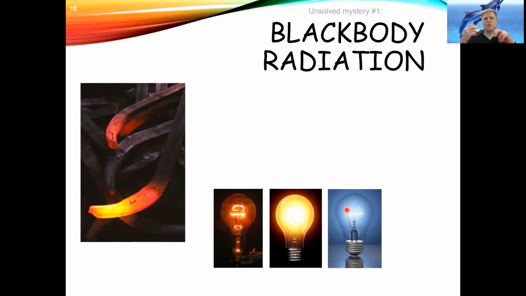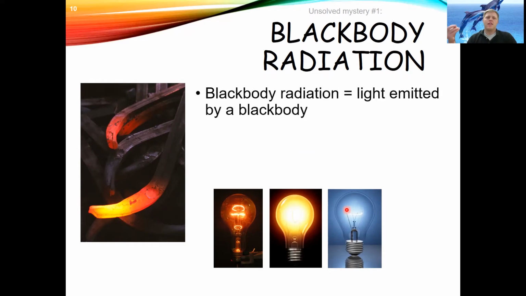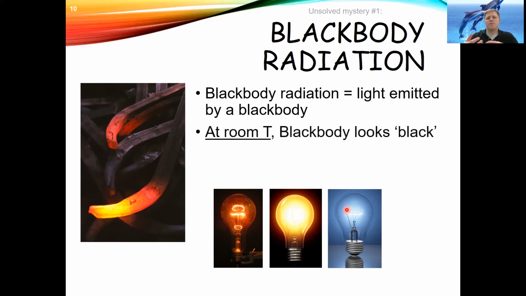So black body radiation is the light that's emitted by a black body. A black body is something that at room temperature looks black. Now that doesn't actually mean it's the color black. Really what it means is it's not glowing. So for example, silver metal is not glowing, so it's a black body. Inert gases are not glowing, so they are black bodies, even though many of them are transparent and colorless, so you can't actually even see them.